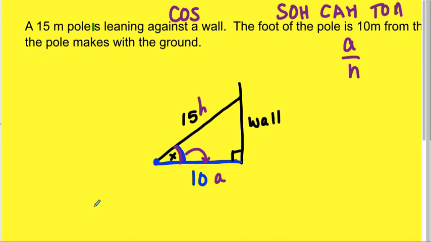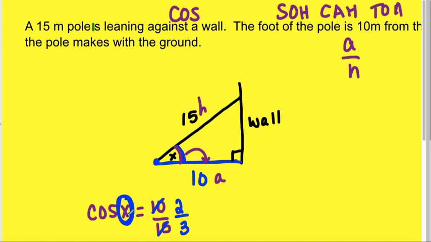So again, our equation would be cosine of the angle. So cosine of X equals 10 over 15. Now, because they're ratios, we can simplify them, and they'll give us the same result. So that gives me 2/3. So I'm going to look at that. Now, I'm trying to find the angle.